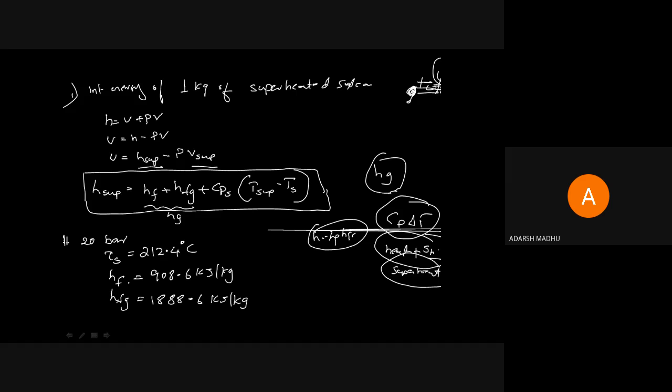Some more data are needed. The VG value is also needed. Please write down the VG value also. Write down the value for VG, that is 0.0995, right? 0.0995 meter cube per kilogram is the VG value. This is the volume of gas.